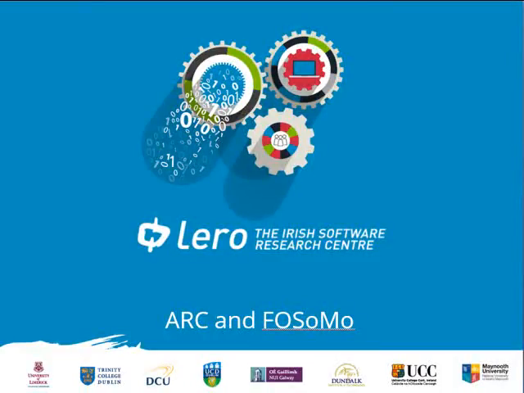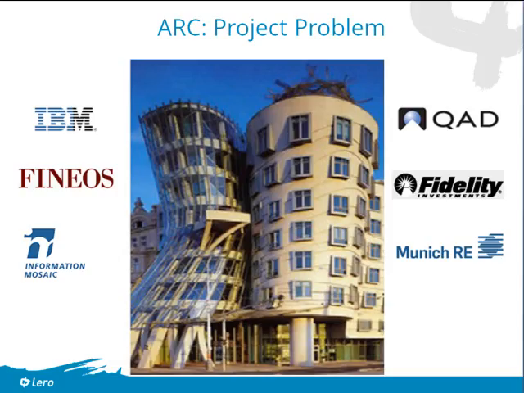Okay, so let's talk about architecture recovery and consistency. We've adopted this image of the dancing house as our project logo. It reflects that maybe the architecture the architect has thought of isn't the same as the architecture that is implemented. And that's a core concern of our ARC project.